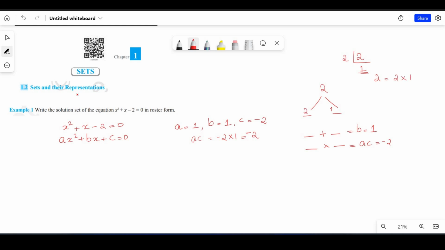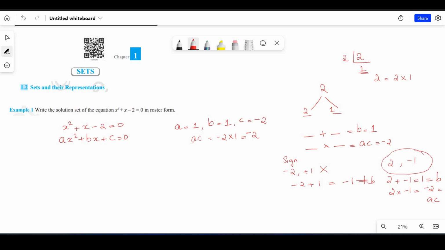Now the next step is to put proper sign to these numbers. We have to add these two numbers to get 1. So if we put negative 2 and positive 1, negative 2 plus 1 gives negative 1, which is not equivalent to b. So this is not the sign that we have to put. Now let's take 2 as positive and 1 as negative. Then 2 plus negative 1 is equal to 1, which is equivalent to b, and 2 multiplied by negative 1 is equal to negative 2, which is equivalent to ac. So these are the two factors that we have to take.